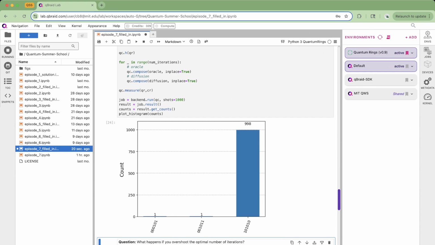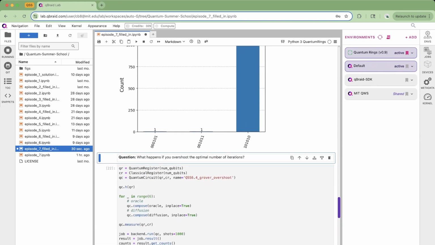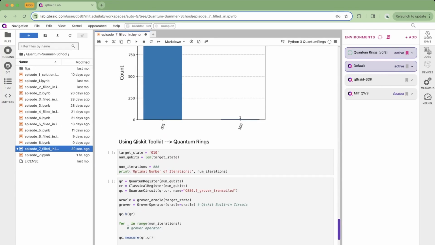So I would encourage you to play around with this, try out different marked strings, different number of qubits, different number of iterations. Another thing that's really useful is we don't have to build everything from scratch. So for instance, Qiskit has a lot of pre-built things that we can use, and we can very easily transpile them so we can run them on Quantum Rings backend.